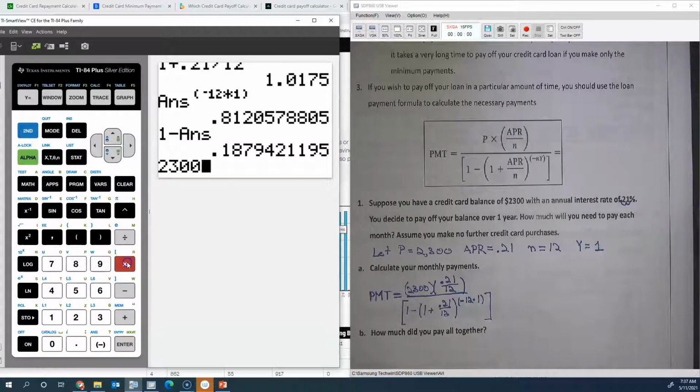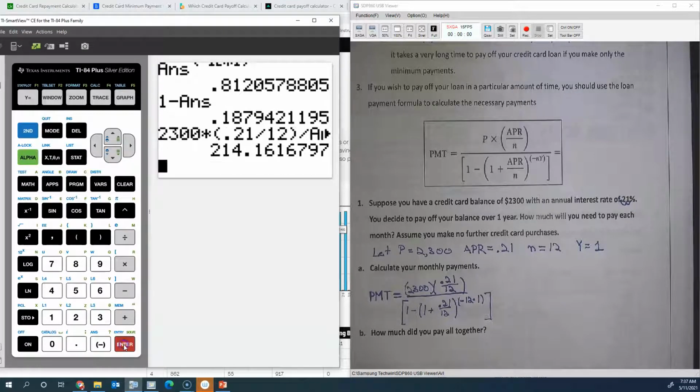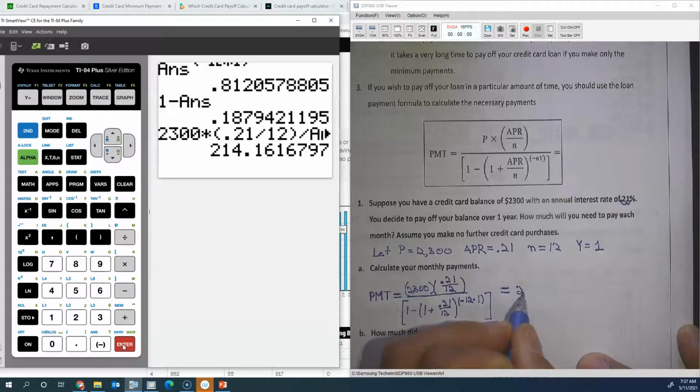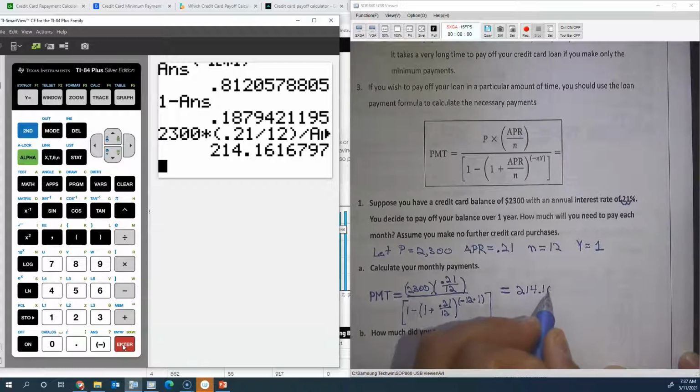2,300 times parenthesis 0.21 divided by 12. Close the parentheses. Now divide by the second answer, that's the denominator, the number above it. So the amount that we would have to pay each month, if we round this to the nearest penny, is $214.16.